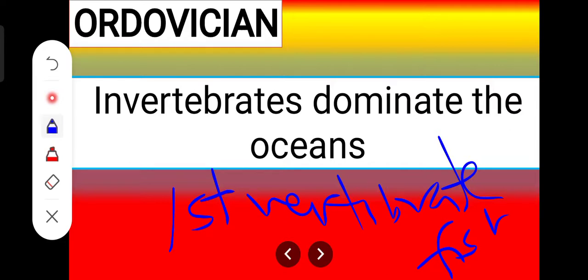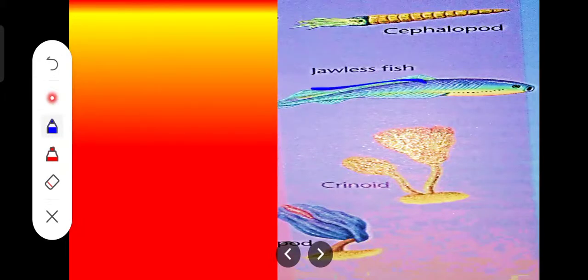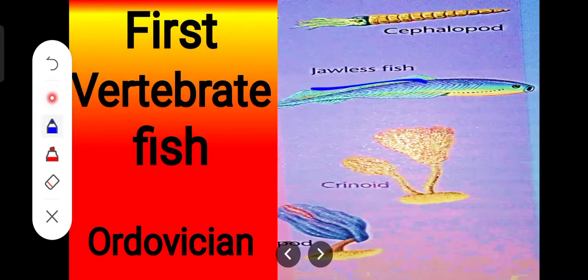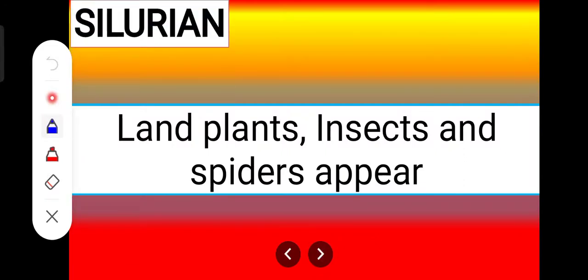And the first vertebrate fish is known as the jawless fish. Okay, so Ordovician, we have here the first vertebrate fish, or simply the jawless fish. Next period is the Silurian period. So, land plants, insects, and spiders appear.